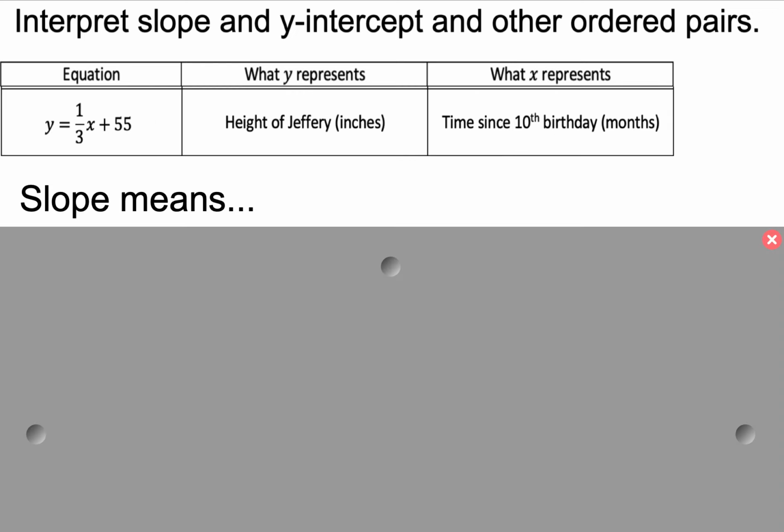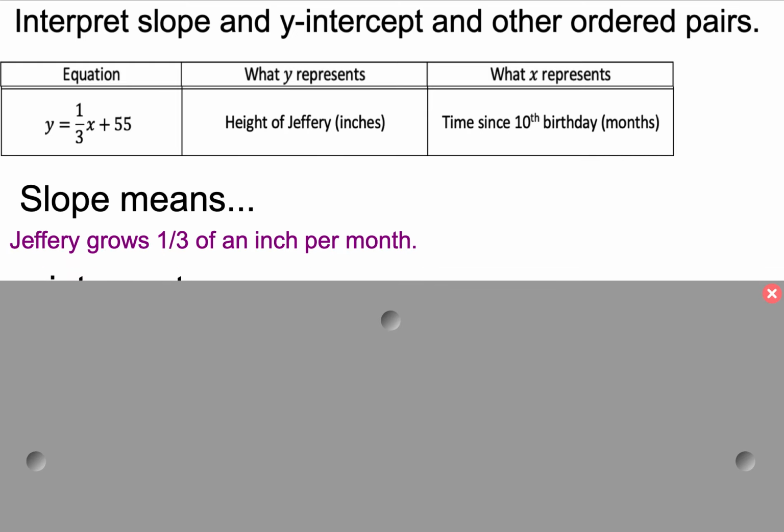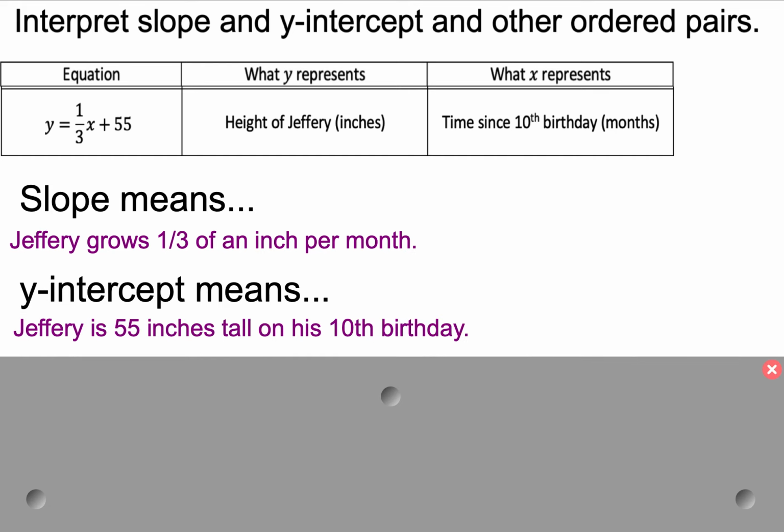Okay, next, y equals 1/3 x plus 55. Y represents the height of Jeffrey, measured in inches, and x represents the time since Jeffrey's 10th birthday, measured in months. What does the slope mean? The slope means Jeffrey grows 1/3 of an inch per month. What does the y-intercept mean? The y-intercept is 55. It means Jeffrey is 55 inches tall on his 10th birthday.